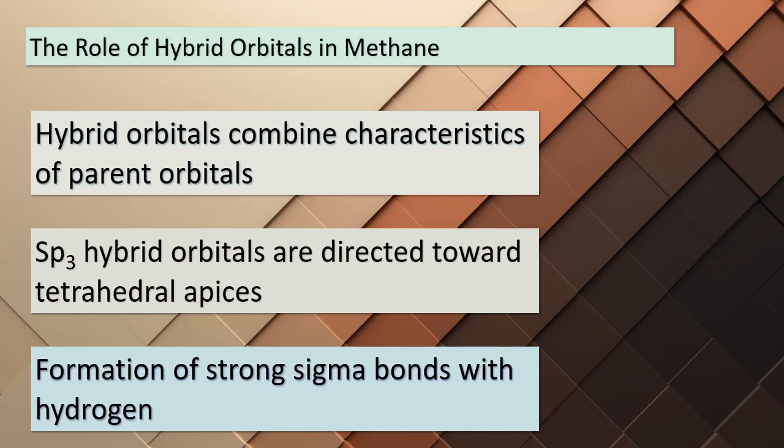This directedness allows carbon to form strong sigma bonds with the surrounding hydrogen atoms, resulting in the tetrahedral molecular geometry that we observe in methane. This incredible molecular arrangement is a testament to the versatility and adaptability of atomic orbitals.